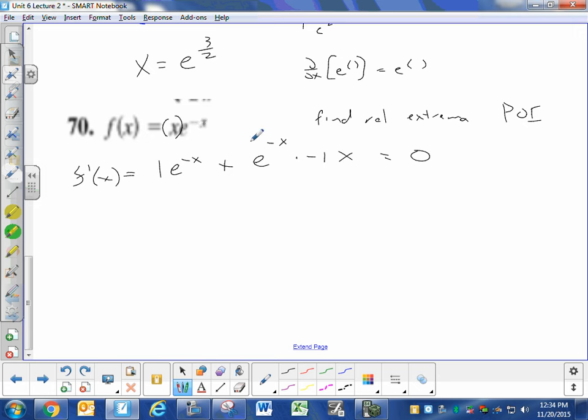Now this looks crazy. It looks like it's going to be tough to solve, but I just have to factor out an e to the negative x. And let's see what I have.